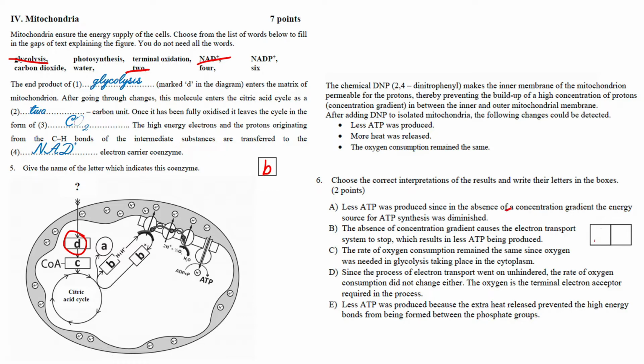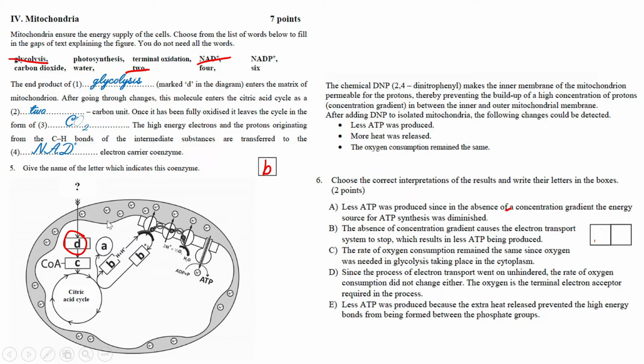The chemical DNP makes the inner membrane of the mitochondrion permeable for the protons, thereby preventing the buildup of a high concentration of protons, a concentration gradient, in between the inner and outer mitochondrial membrane. After adding DNP to isolated mitochondria, the following changes could be detected. Less ATP was produced, more heat was released, and the oxygen consumption remained the same. So, let's quickly remember the last step of aerobic cell respiration, which is oxidative phosphorylation, and then after that chemiosmosis. But what is important? Basically, the reduced NAD plus another molecule FADH2, but it is not mentioned in here, so the reduced NAD will give electrons to electron carriers.